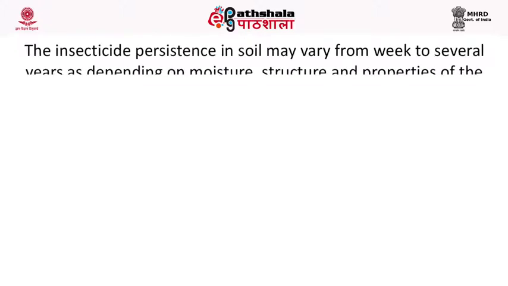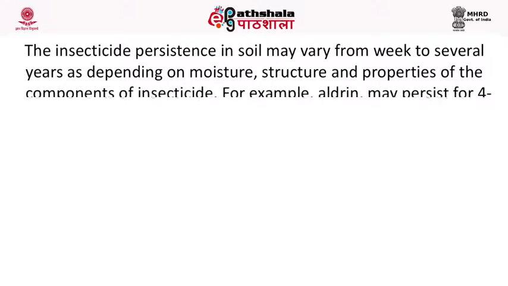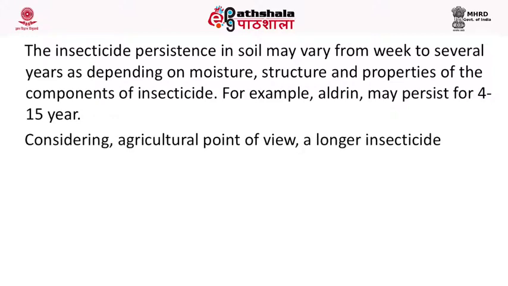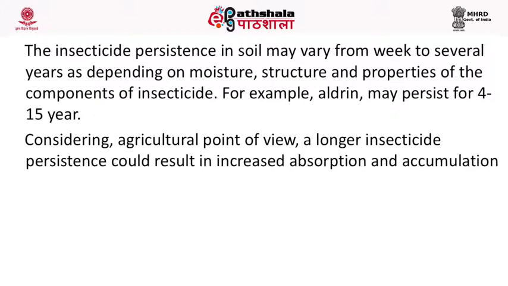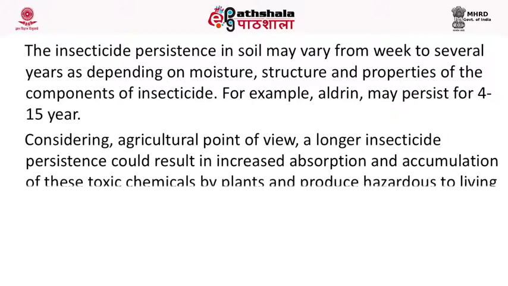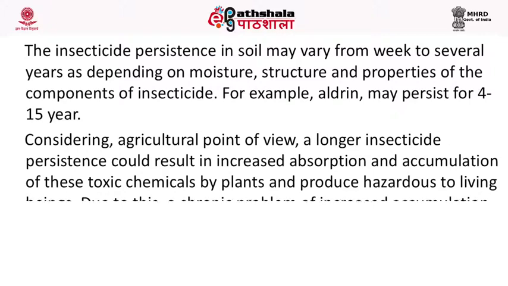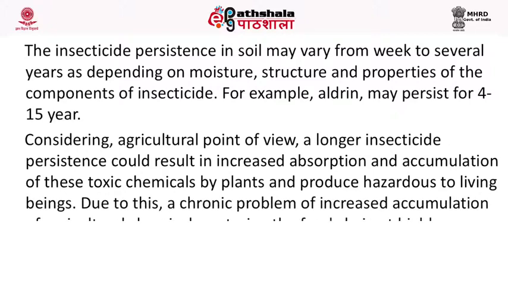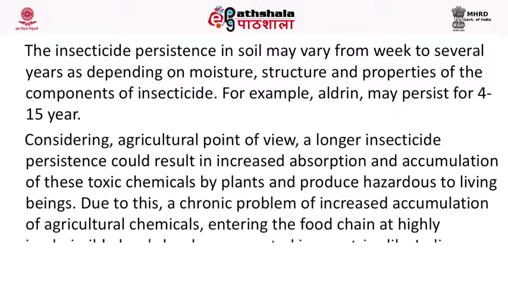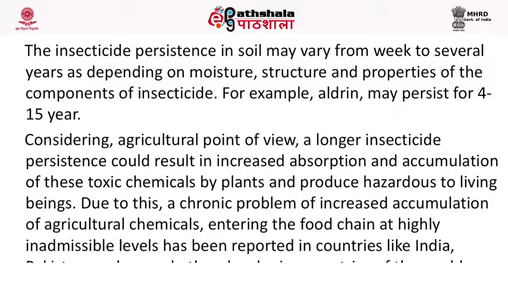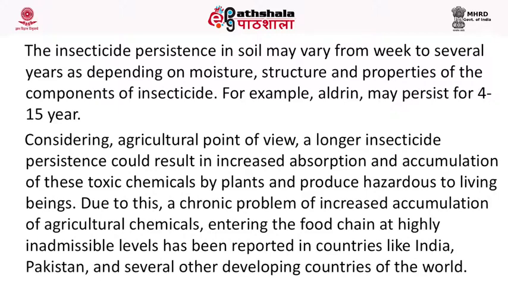The insecticide persistence in soil may vary from weeks to several years depending on moisture, structure and properties of the components of the insecticides. For example, aldrin may persist for 4 to 15 years. Considering the agriculture point of view, a longer insecticide persistence could result in increased absorption and accumulation of these toxic chemicals by plants and produce hazards to living beings.